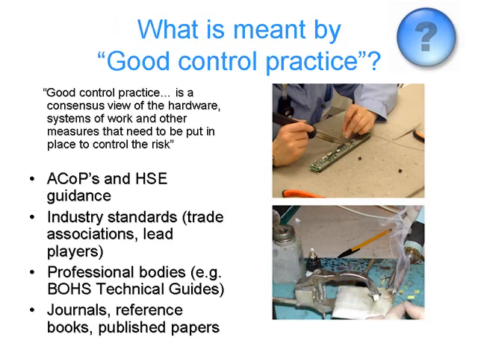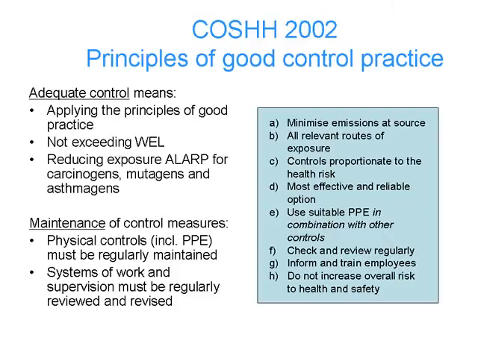What is meant by good control practice? Good control practice is a consensus view of the hardware, systems of work, and other measures that need to be put in place to control the risk. We find these in ACOPs, Approved Codes of Practice, and HSE guidance, industry standards, such as trade associations and lead players, professional bodies, e.g. BOHS, and technical guides, journals, reference books and published papers.